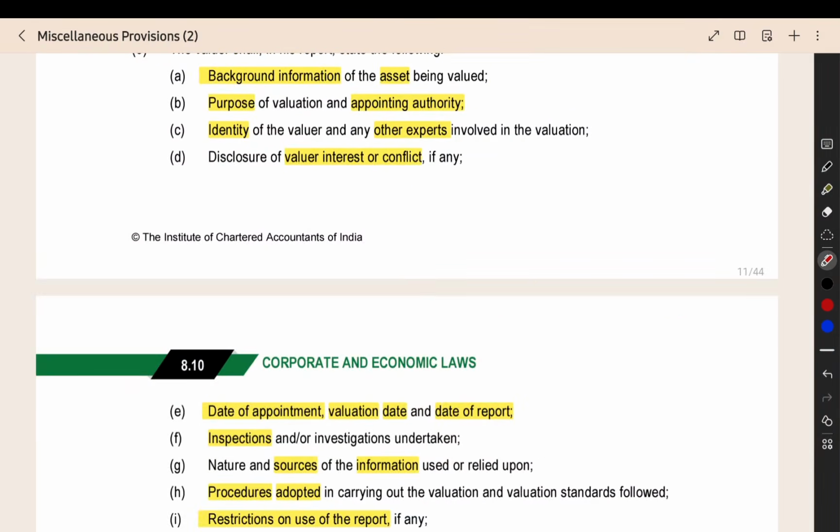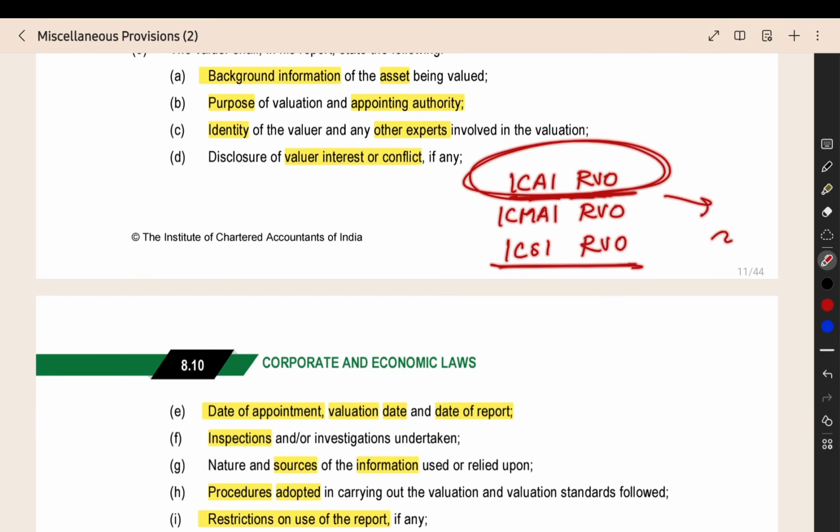For example, we have various registered valuer organizations: ICAI has one registered valuer organization, ICMAI has one, and ICSI also has one. You will be a member of these registered valuer organizations. For example, you are a member of ICAI RVO. They will give you the valuation standards that you have to follow.